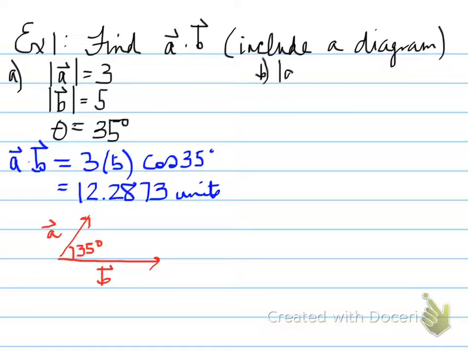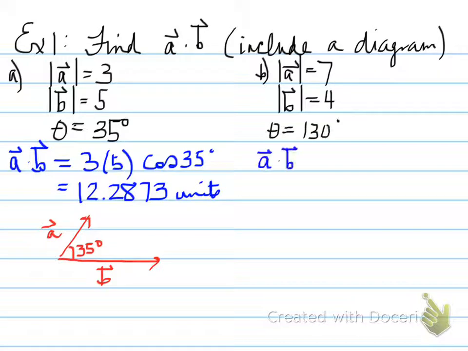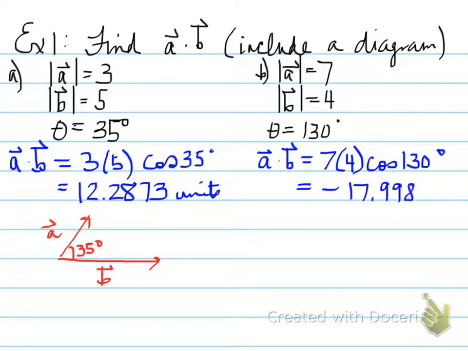Now, the dot product can also be negative when you have an obtuse angle, as shown here. This obtuse angle will result in a negative value for the dot product. And again, it's tail to tail, vector A and vector B, and the angle between them is 130 degrees.